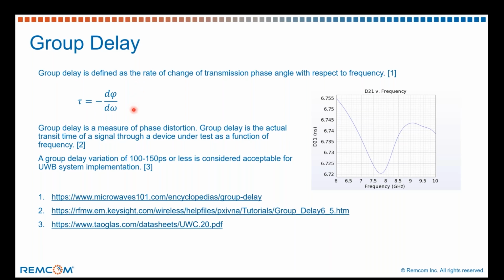So if we dig a little more, we found other information that says antenna group delay is a measure of phase distortion. That certainly sounds relevant for antenna designers. Phase distortion sounds like a bad thing.